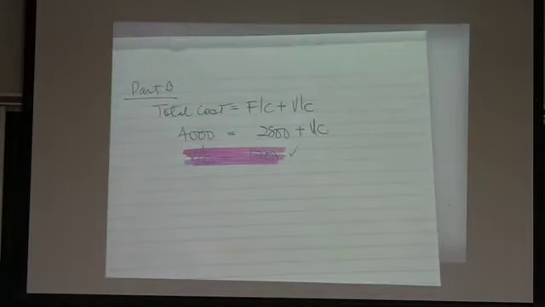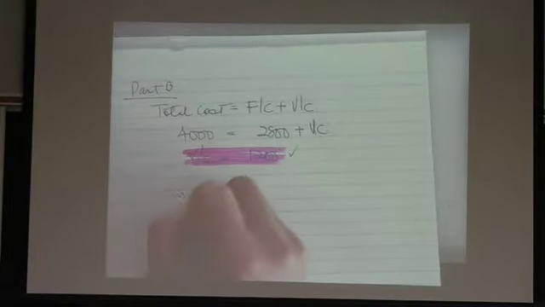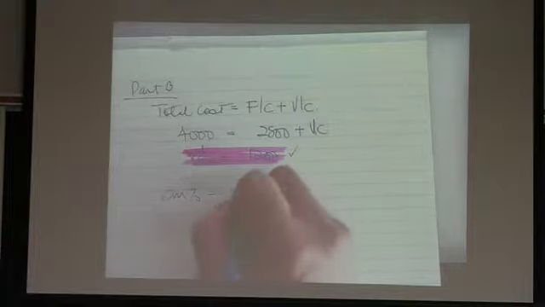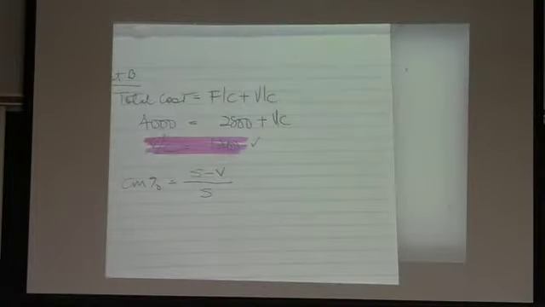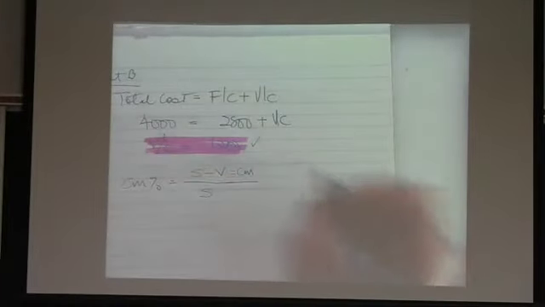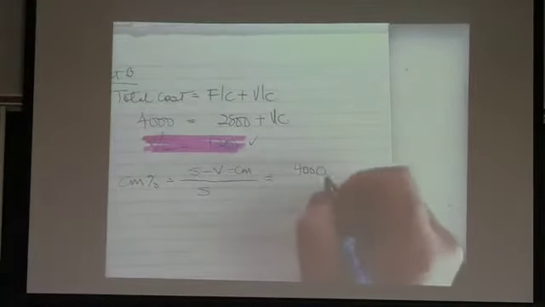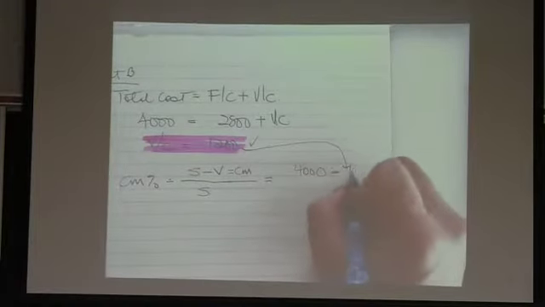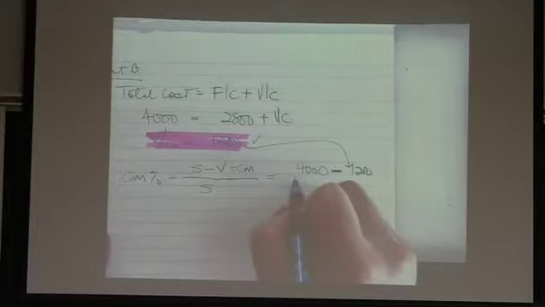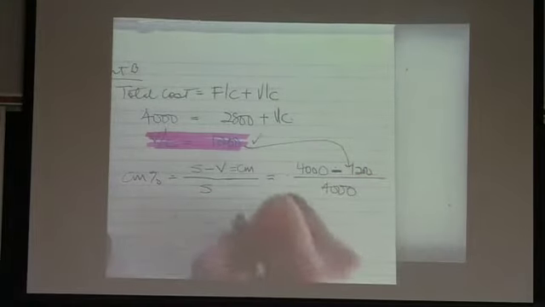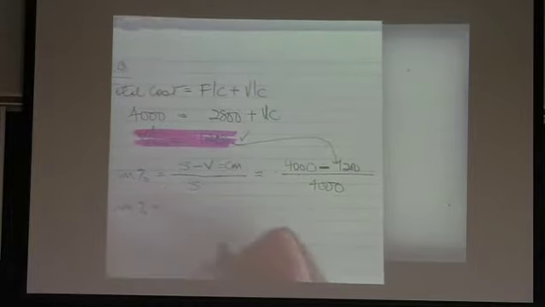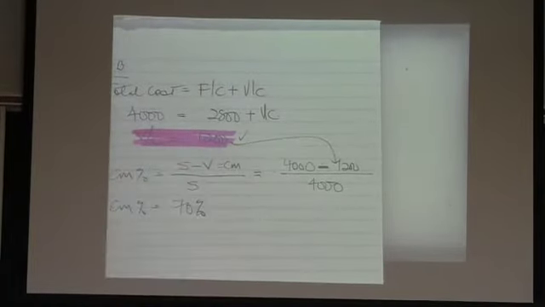Now, we've got the variable cost. Can we calculate the contribution margin? Yes, we can. So contribution margin percentage equals sales minus variable cost divided by sales, because remember, this is contribution margin. So let's plug in the formula. We know that sales is 4,000. Variable cost we just calculated to be 1,200, divided by sales. So contribution margin percentage equals 70%. That's one of the required.